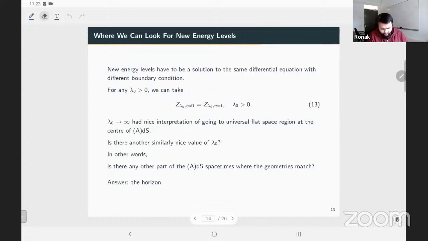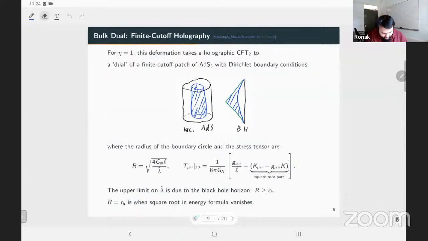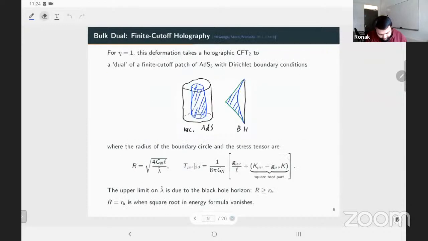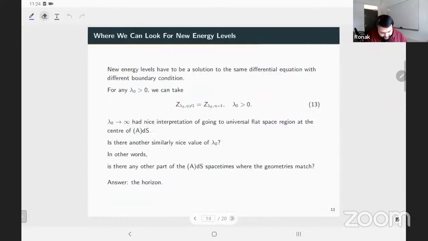Basically the point is that now we have to look for new energy levels, and the way we look for new energy levels is we find a new boundary condition for the eta equals -1 partition function. And we noticed from the differential equation that we could have put a boundary condition of this form for any non-zero value of lambda, because this only diverges at lambda equals 0. Right? So, is there such a nice non-zero value of lambda that we care about?